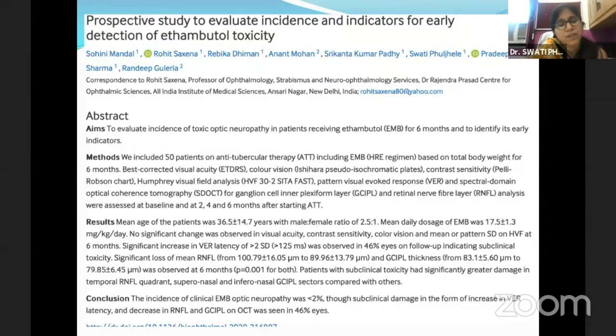Recently, another study has been published from this center where around 40% of patients show more than 2 standard deviations of increase in latency, suggestive again of subclinical ethambutol toxicity. So even if the vision is good, even if the color vision is not affected, visual fields are normal, VER is one of the ways to diagnose subclinical toxicity in these patients, and these patients need regular, more frequent follow-ups to monitor for the development of clinical toxicity. Sometimes it is complementary to OCT as well to diagnose the subclinical toxicity.